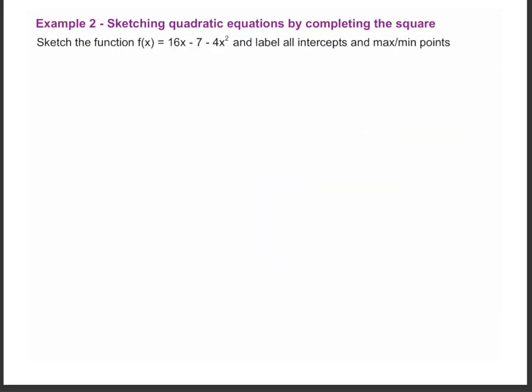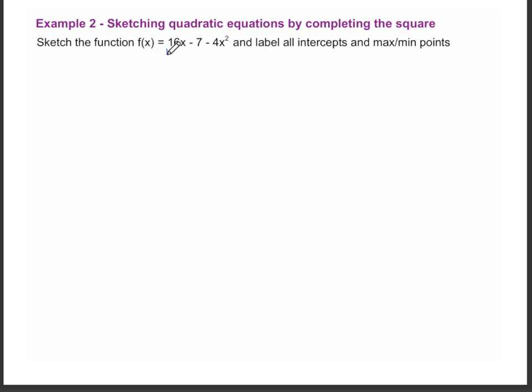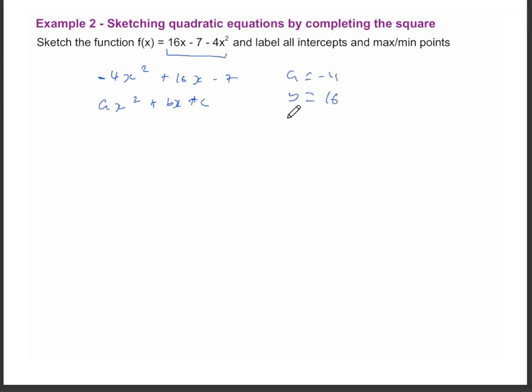Okay. Another example using a different method, completing the square, which I think is the easier way of doing it. Whenever you're completing the square, you take your quadratic equation. Let's write it nicer: -4x squared plus 16x minus 7, in the format ax squared plus bx plus c. Here a is -4, b is 16, and c is -7.